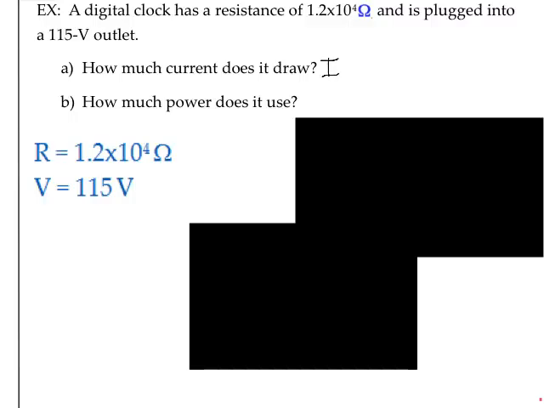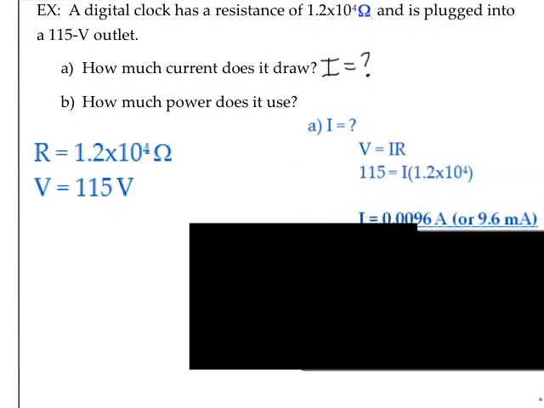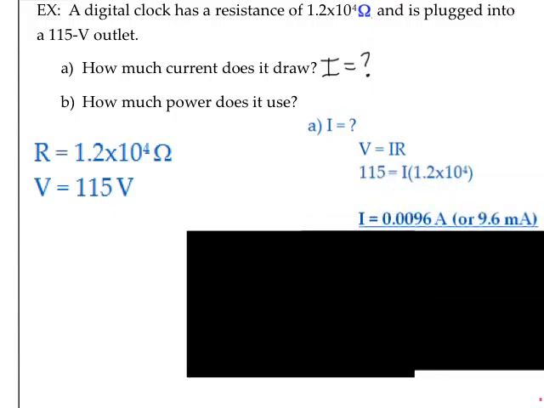Remember, current is a capital I, so we want a formula that has current, resistance, and voltage in it. Hopefully you recognize that that's going to be Ohm's law. Again, the delta sign is implied, so you don't have to write that every time. And from this point, we should just be able to plug in and solve for our current. That is a really, really tiny current, so I did show you an equivalent in milliamps, so you didn't have all those zeros. Or you can change that to scientific notation. So it doesn't take very much current to make a clock run.